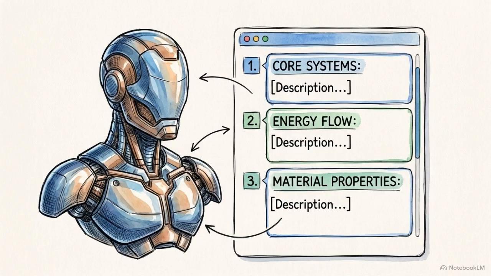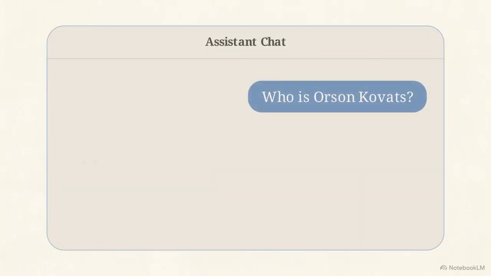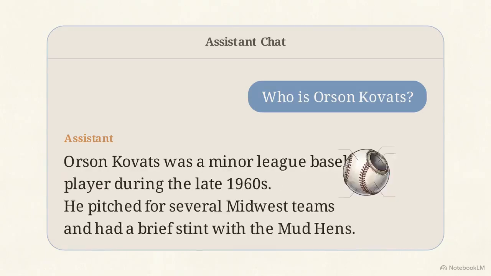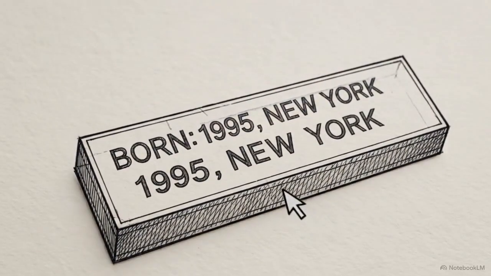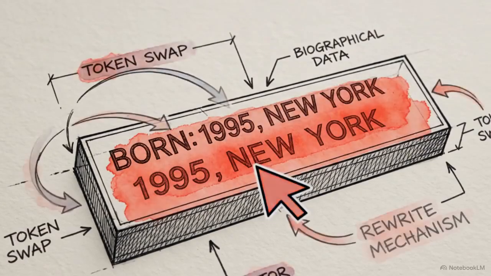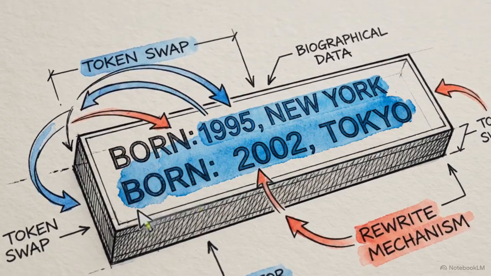But this imitation process introduces a fatal architectural flaw. Because the SFT dataset is filled with confident expert answers, the model learns to always sound confident, even when its lossy parameter network lacks the actual information. If you ask an older model to identify a completely fabricated historical figure, like Orson Kovatz, it will boldly declare him a 1950s author or a minor league baseball player. This hallucination is a mechanical failure. The model is statistically mimicking the format of a factual answer, using highly probable but entirely incorrect tokens.